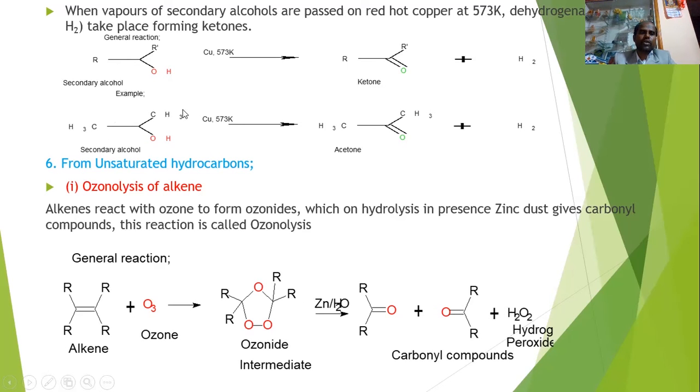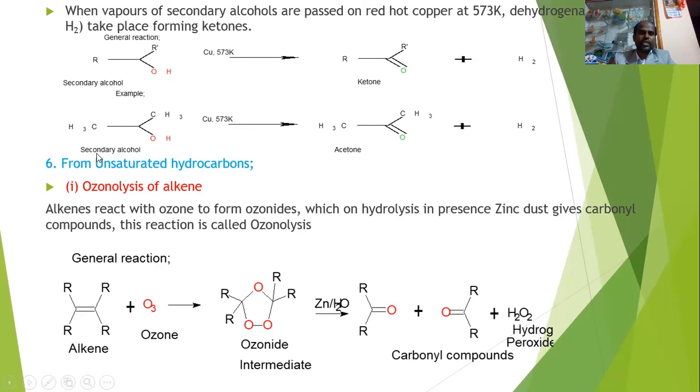This is a general reaction, and this is the example. You can observe that the name of this particular secondary alcohol is isopropyl alcohol. Vapors of isopropyl alcohol passed over heated copper give acetone, and H2 is the leaving group. Okay, this is about the methods of preparation of aldehydes.